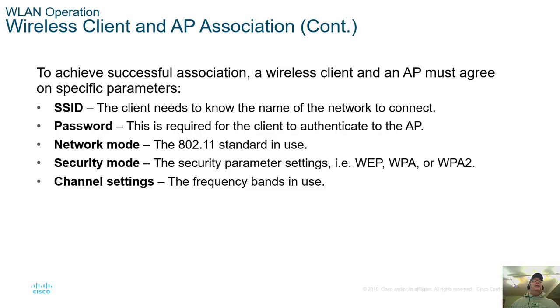Hey, this is 802.11g. No, I don't want to connect at that. I want to connect at 802.11ac. That's way faster. Well, the access point only goes to G or N or whatever. So security mode: what type of security are we going to utilize? Is this going to be a shared secret? Is this AAA services? And then finally, hey, what channel are we using?